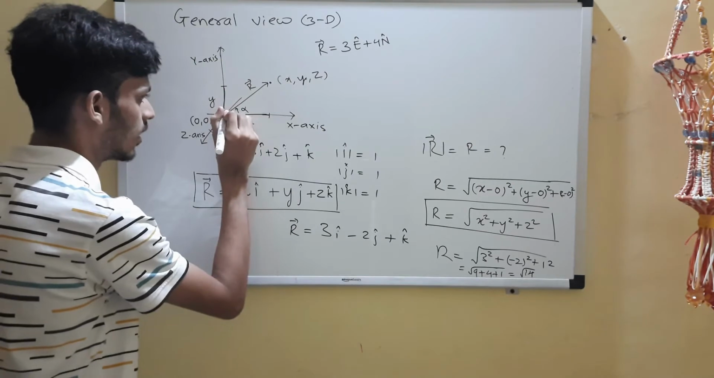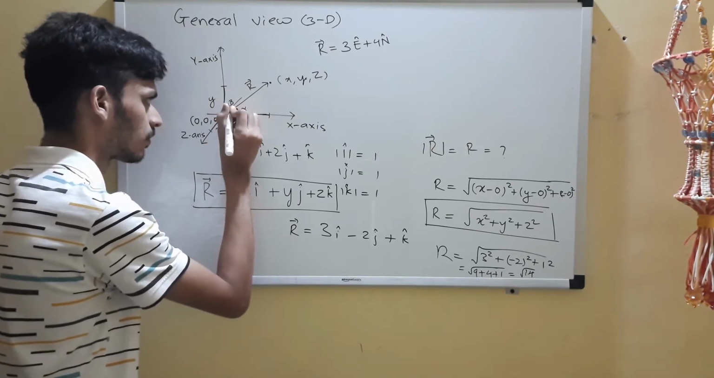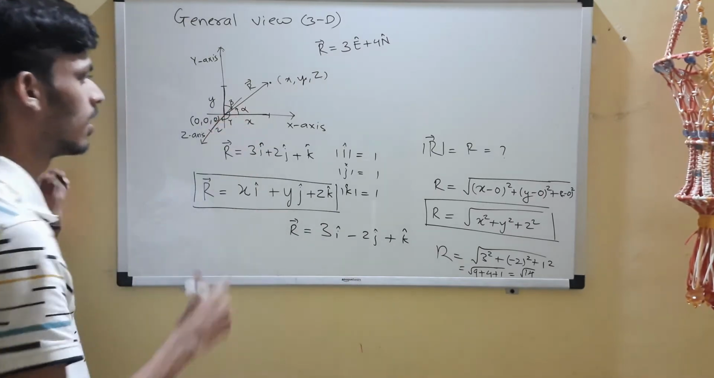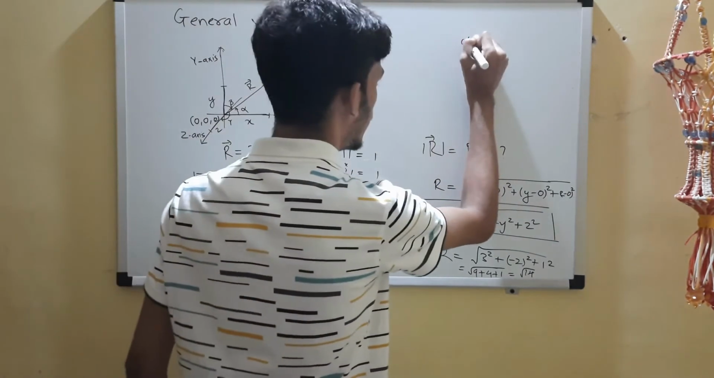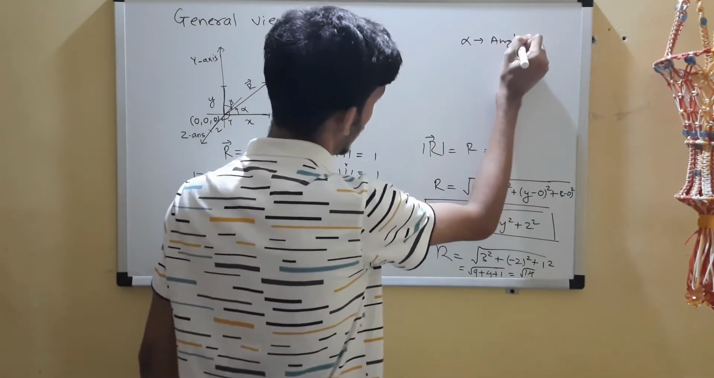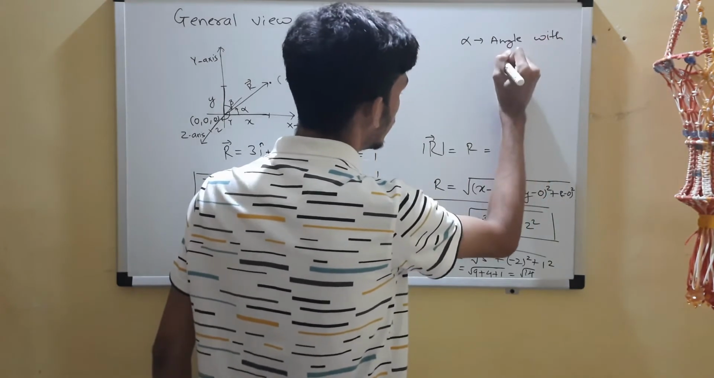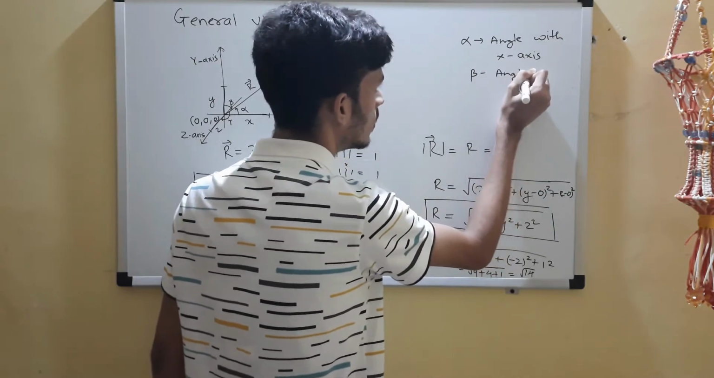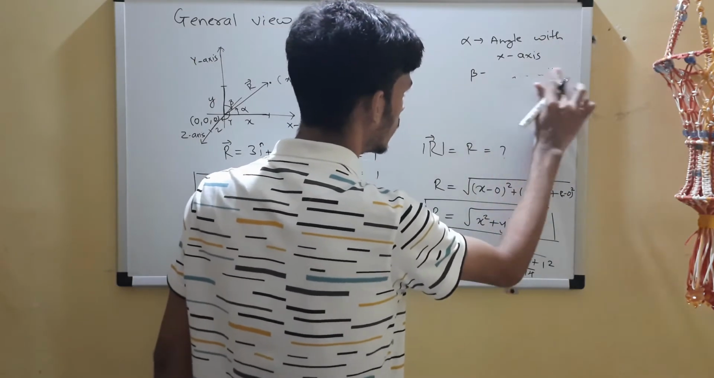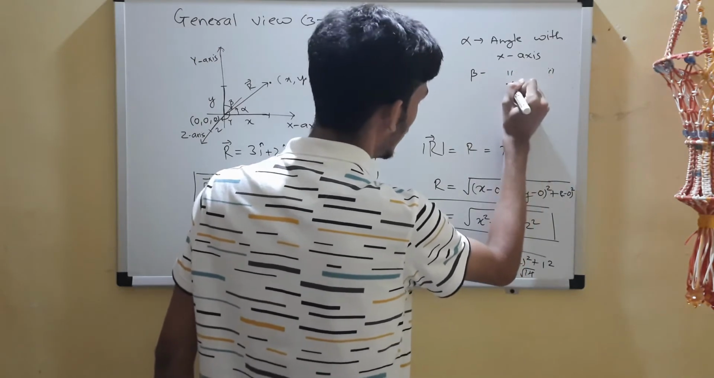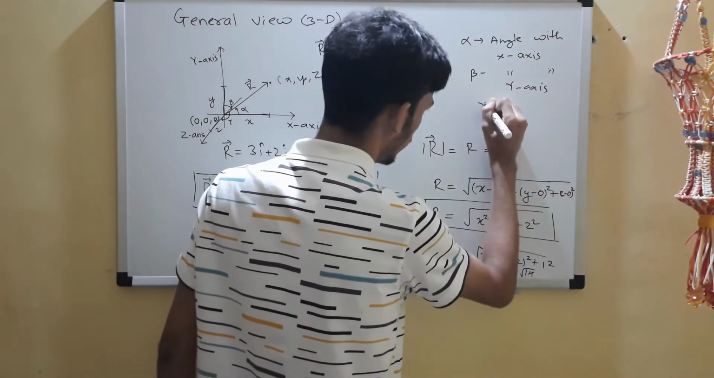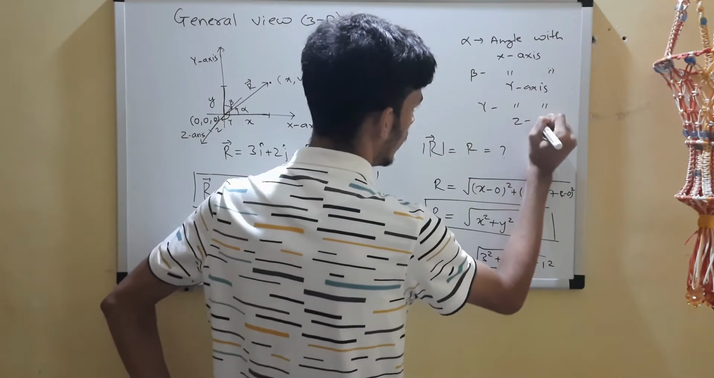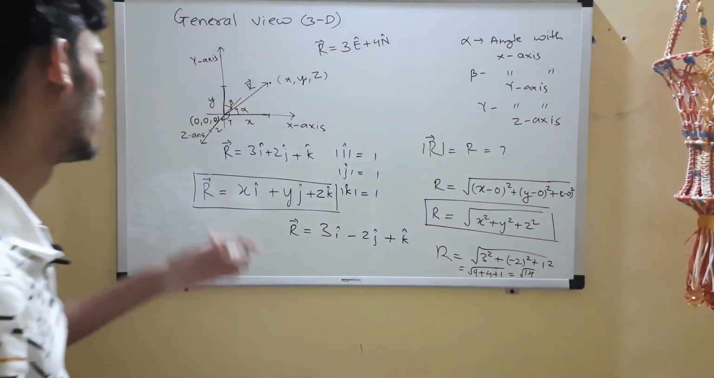So let me define all the angles first. This is beta. It will also make an angle with the z-axis. Let's call that gamma. Okay, x, y, alpha, beta, gamma. Alpha is the angle with x-axis. Beta is the angle with y-axis, and gamma, all of these are Greek letters, is the angle with z-axis. These are all the angles with the x, y, z axes.